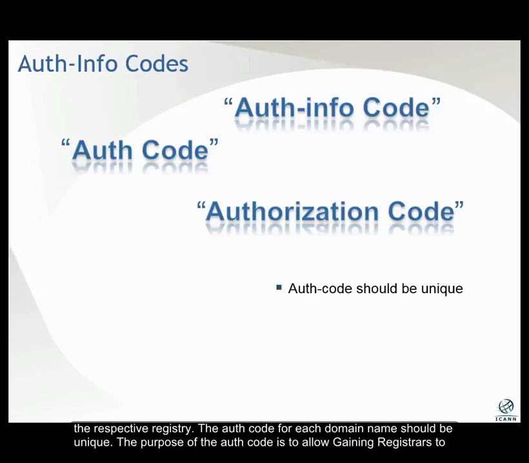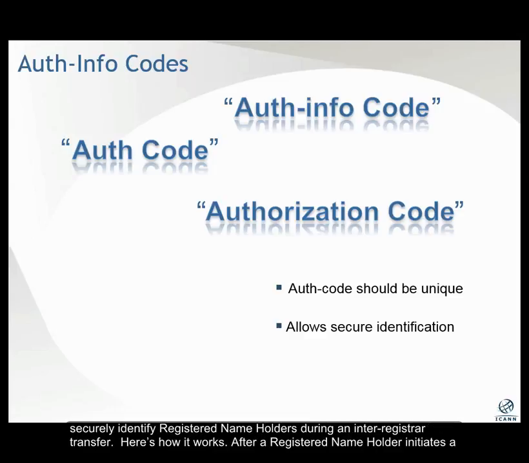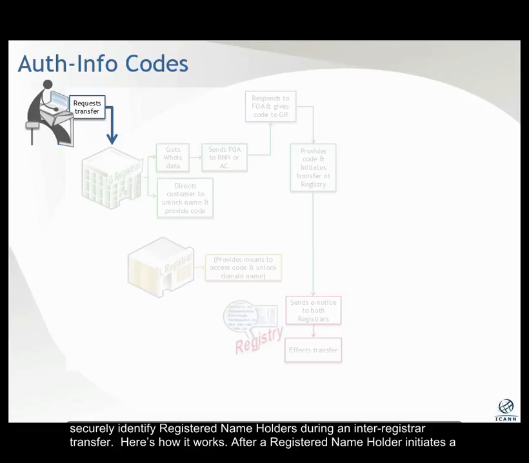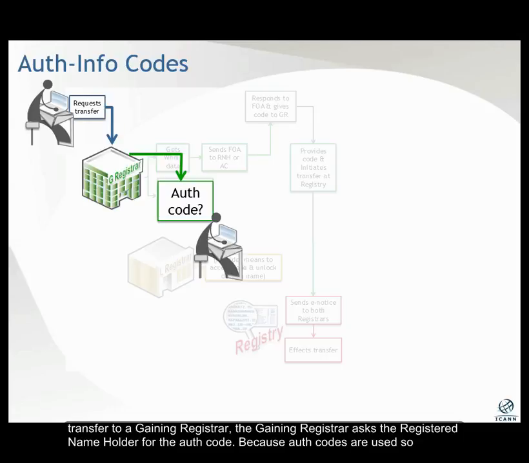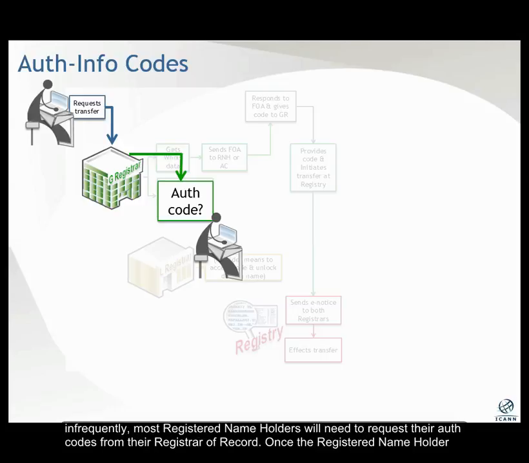The auth code for each domain name should be unique. The purpose of the auth code is to allow gaining registrars to securely identify registered name holders during an inter-registrar transfer. Here's how it works. After a registered name holder initiates a transfer to a gaining registrar, the gaining registrar asks the registered name holder for the auth code. Because auth codes are used so infrequently, most registered name holders will need to request their auth codes from their registrar of record.